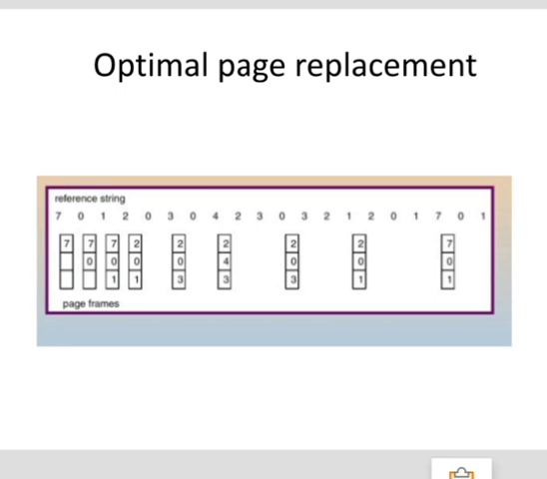If the R bit of the page is 0, it is selected for eviction. Otherwise, its R bit is cleared and it is inserted back into the FIFO queue, and the search for the page to be evicted continues.